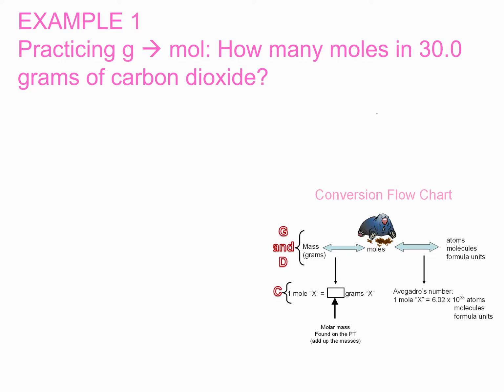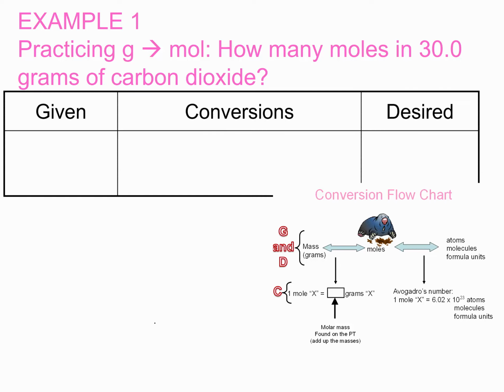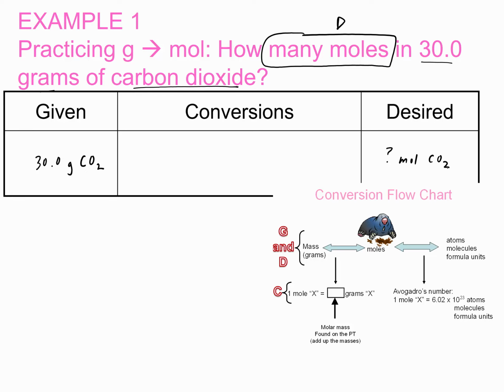Let's figure this one out. So I believe I have a GCD table set up here. How many moles in 30 grams? So that's my given, 30.0 grams of carbon dioxide. So I need to write out carbon dioxide. And my desired is my question part: how many moles of carbon dioxide is that?